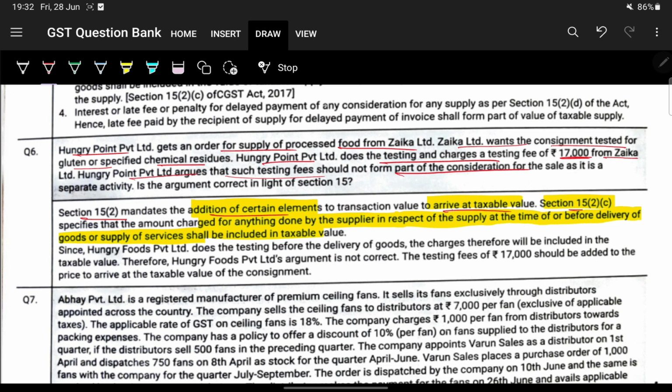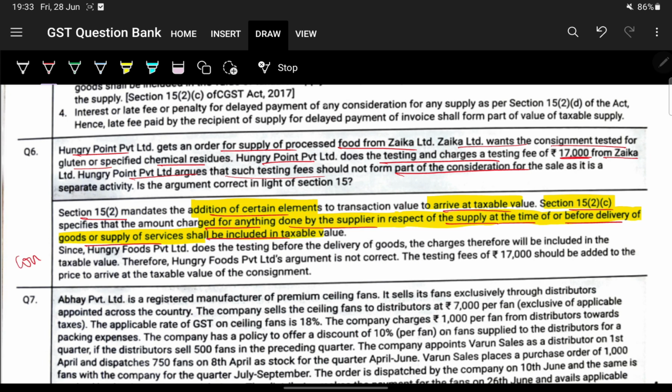Next, as per section 15 subsection 2 clause C, the amount that is charged for anything done by the supplier in respect of the supply at the time or before the time of delivery of goods or services shall be included in the value of supply. And next, write your conclusion.